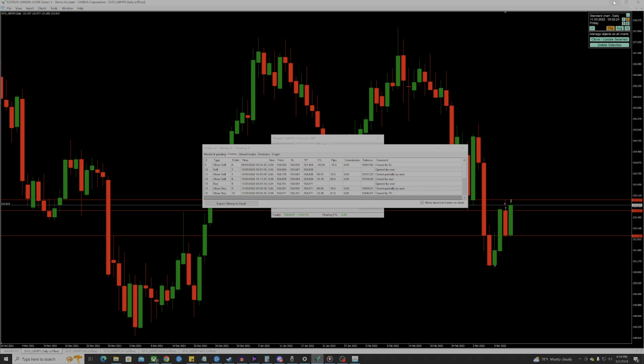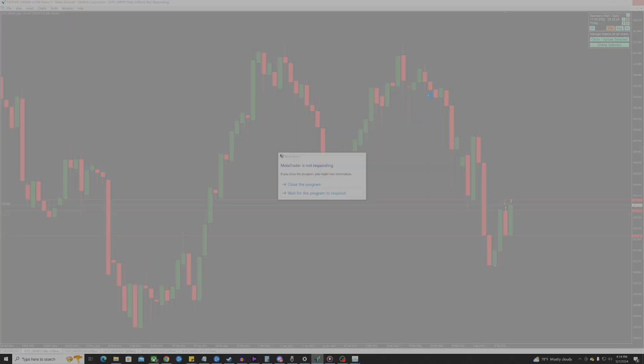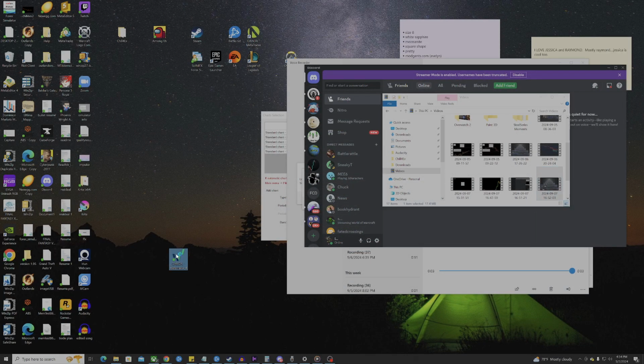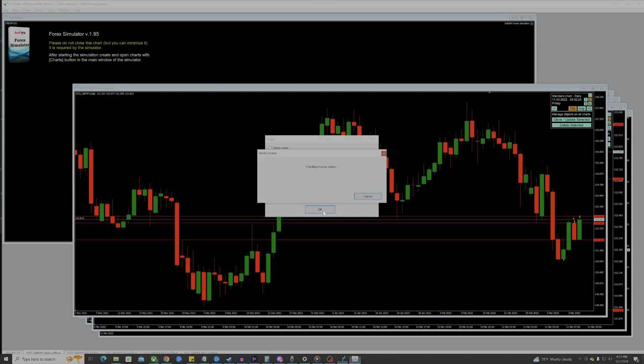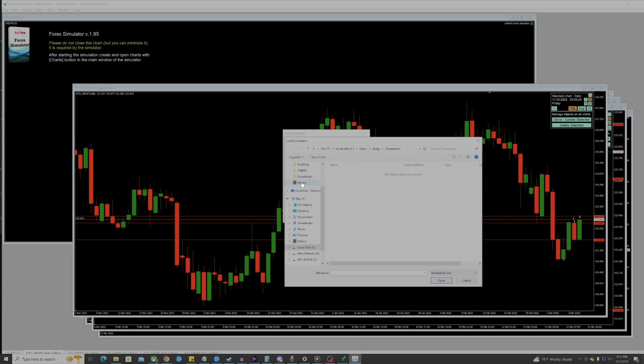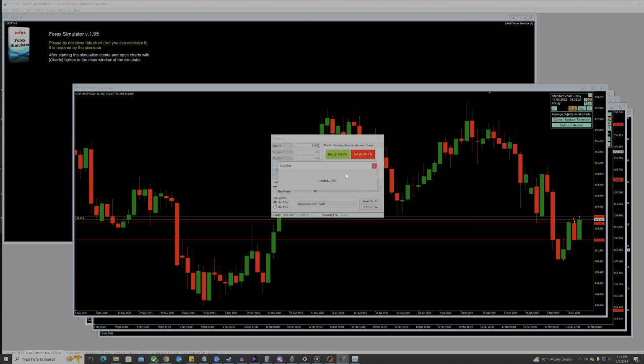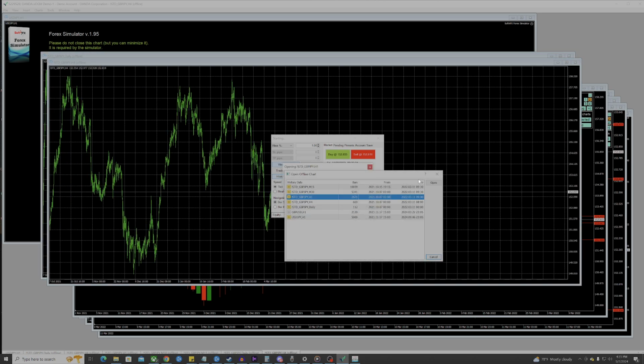I'll even keep those four up. Close the program. Drop all this, open up MetaTrader 4, hit OK, load simulation. Alright, it's in this file right here. Okay, so we're loading the simulation.